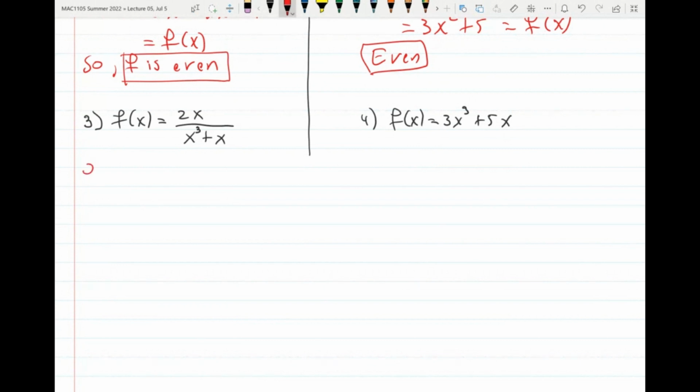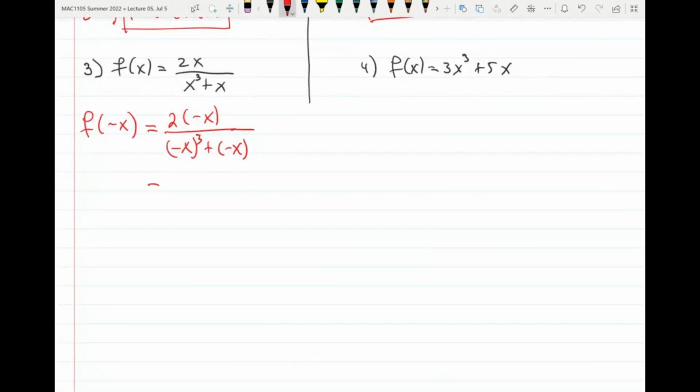All right. So let's see. Again, we plug in negative x, right? And we see what happens. So it will be 2 times negative x over negative x cubed plus negative x. Because literally every place that you see an x, put parentheses, and then fill inside the parentheses with whatever you're plugging in, in this case, negative x. So let's see, we have negative 2x. Now in the bottom, we have negative x cubed minus x.